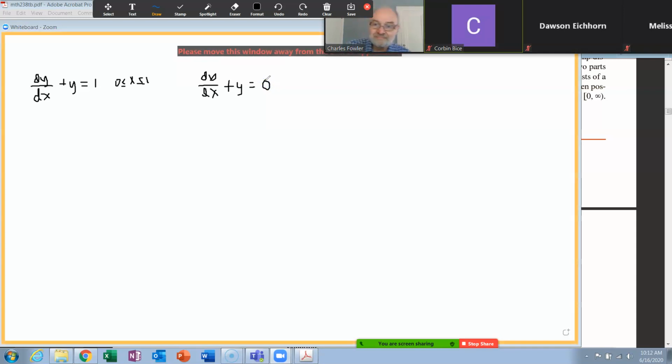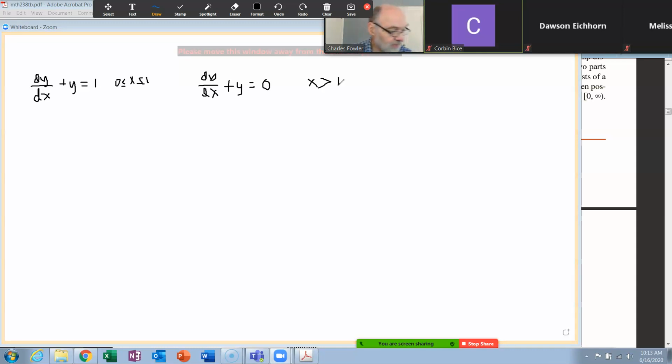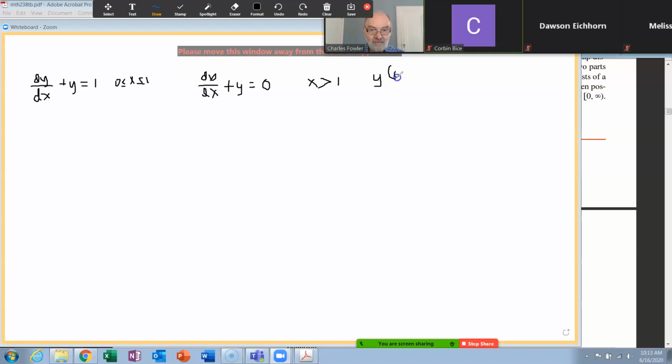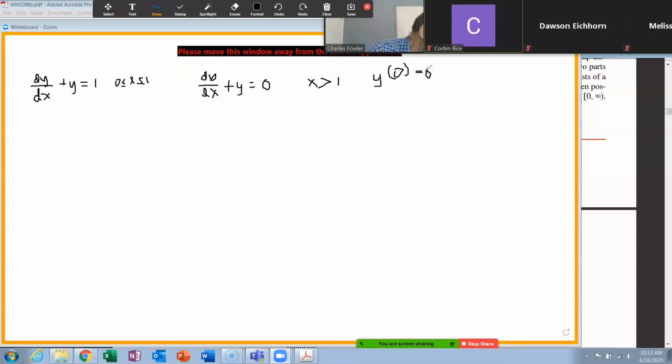Now, this differential equation is an initial value problem. This is for all x's greater than 1. We're not counting any x's less than 0. Okay? Now, our initial value here is y of 0 is equal to 0. In other words, when x equals 0, y is equal to 0. Let's get that right. Yeah.